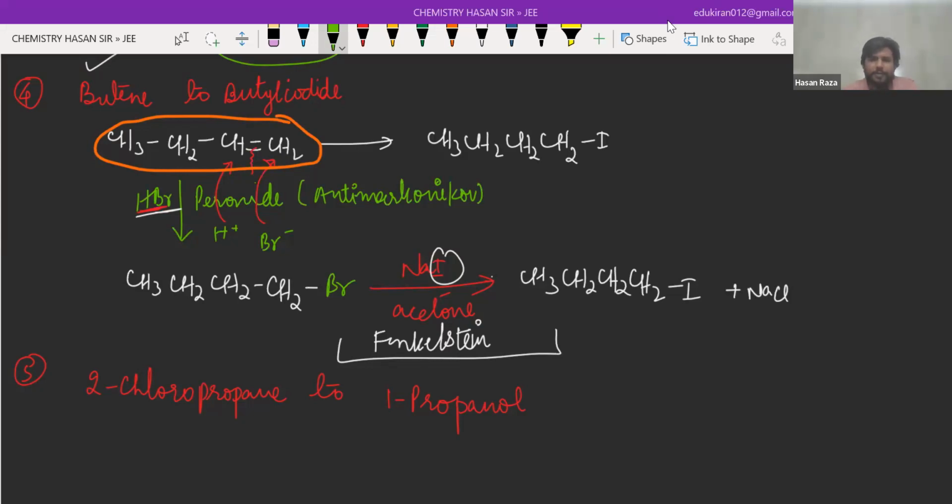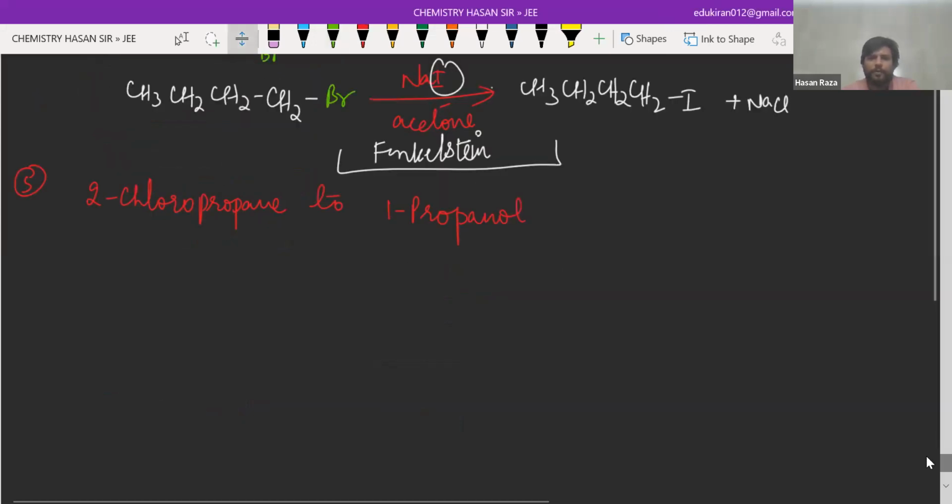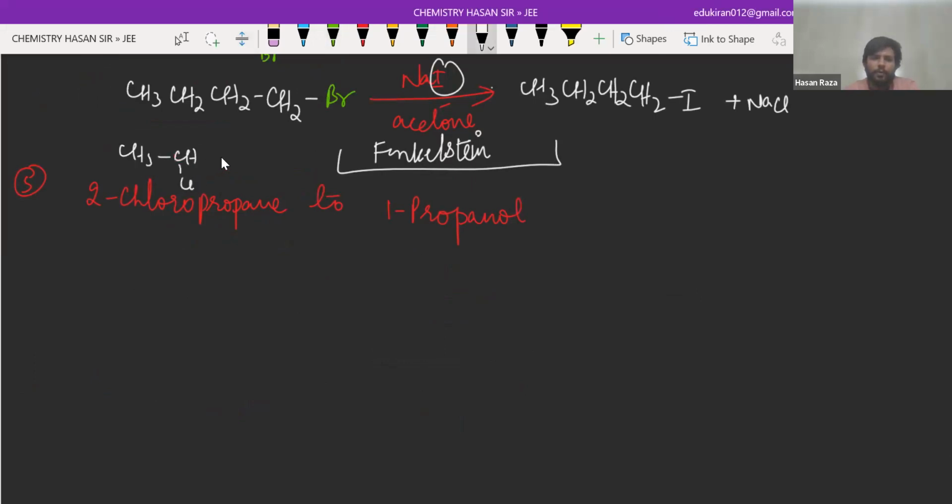I'm going to explain this. First, you need to write the structure. 2-chloropropane. That means this is the structure of 2-chloropropane. And 1-propanol also. This is what you need to prepare. So what I'm going to do, I'm going to react this CH3, CHCl, CH3 with alcoholic KOH and heat.